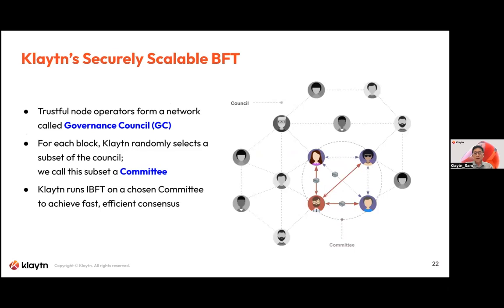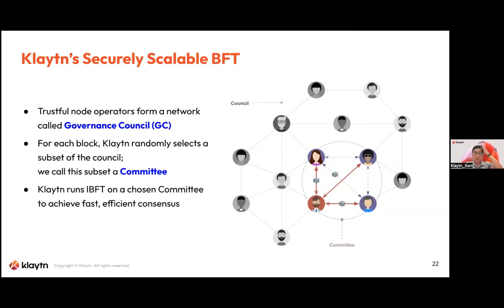So the way that we solve those problems is like this. We have a council. A council is a set of validators, and that validator set is a permissioned one. Instead of opening up this council to anyone, we restricted the qualification and the selection of council members. And for each block, instead of making all the nodes participate in the consensus phase, we randomly select a set of council members, and we call this subset a committee. So only the members in the committee participate in the actual consensus.